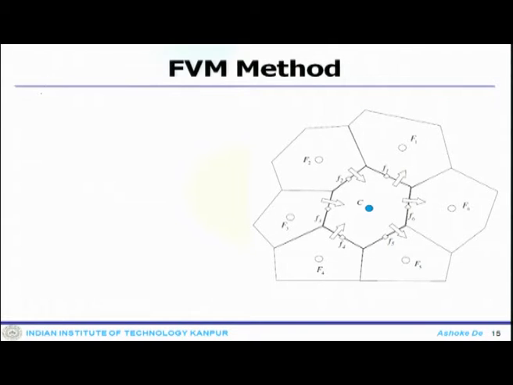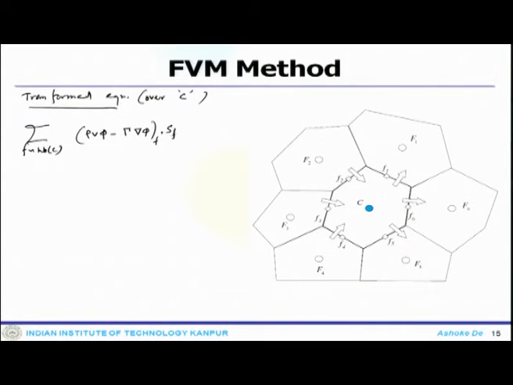So, my transformed equation becomes, obviously over element C, the sum over the faces of C of rho V phi minus gamma del phi dot SF equals Q C times V C. Okay. So, that is my transformed equation.